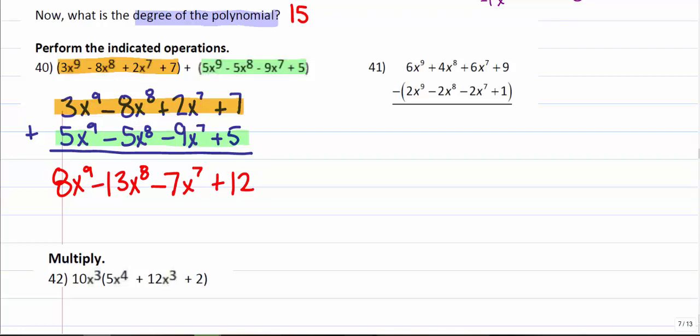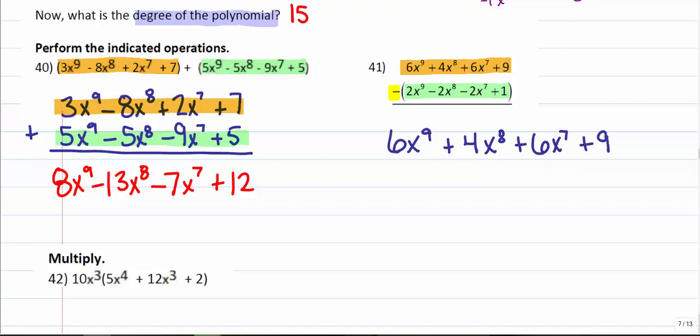Now, I'm going to do the same thing on this problem, except notice I'm subtracting. So what I'm going to do is end up adding the opposite, meaning I'm going to take my 6x to the 9th plus 4x to the 8 plus 6x to the 7 plus 9. So that is my first polynomial. But now I'm going to change from subtraction to addition. But that means I'm going to have to change all of my signs here.